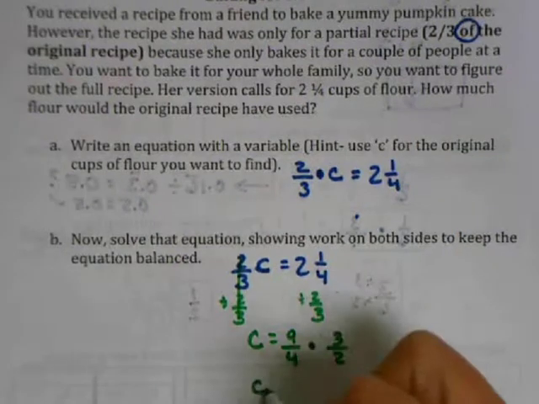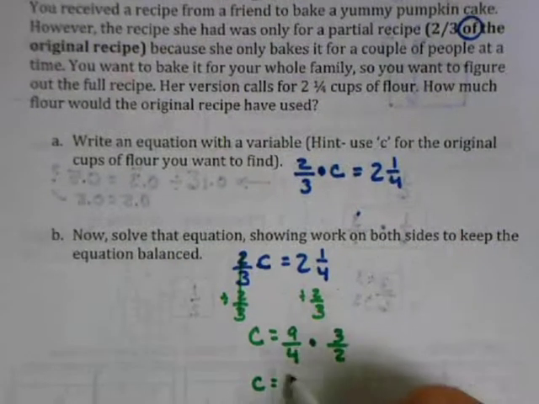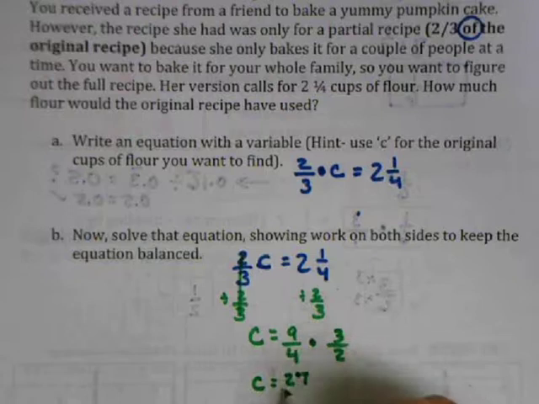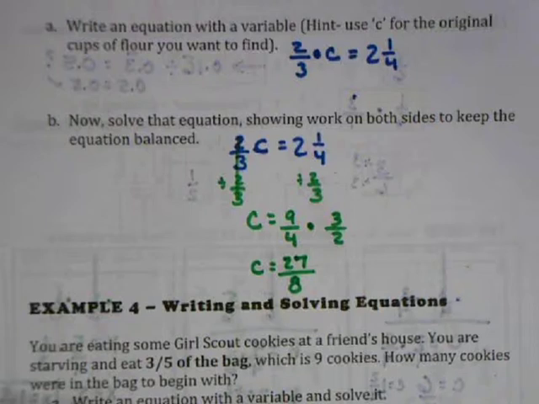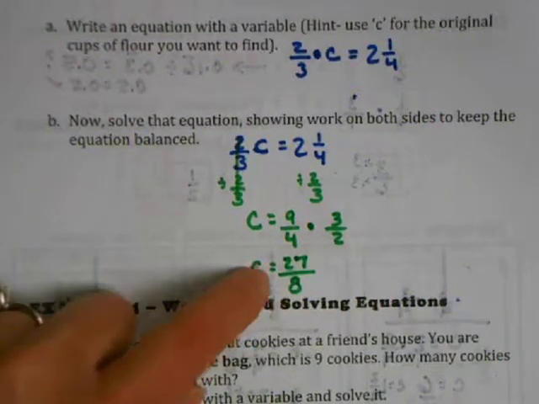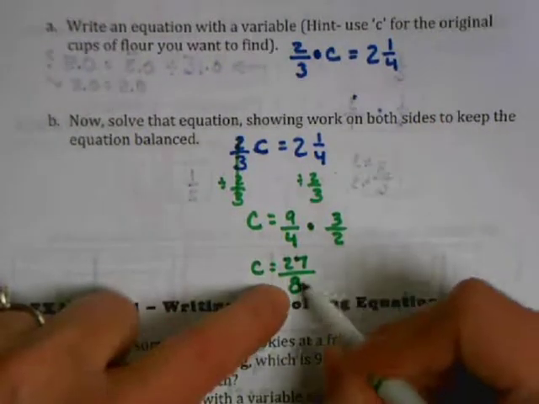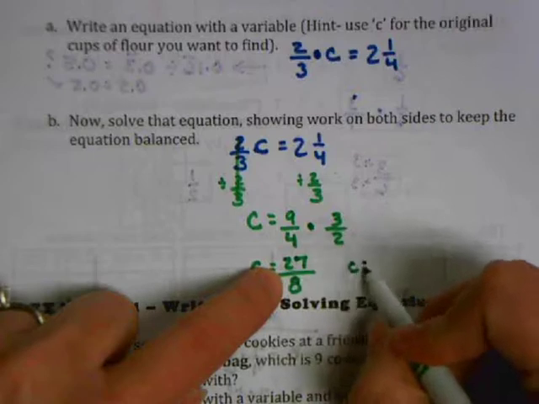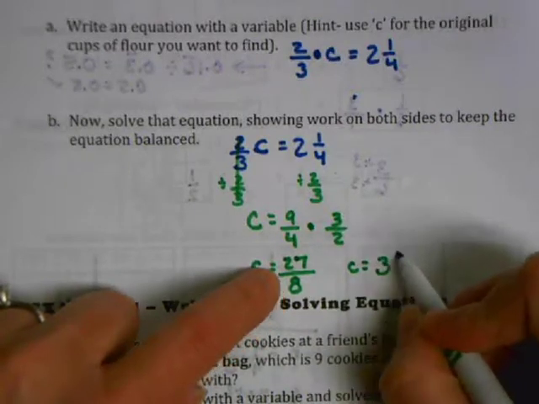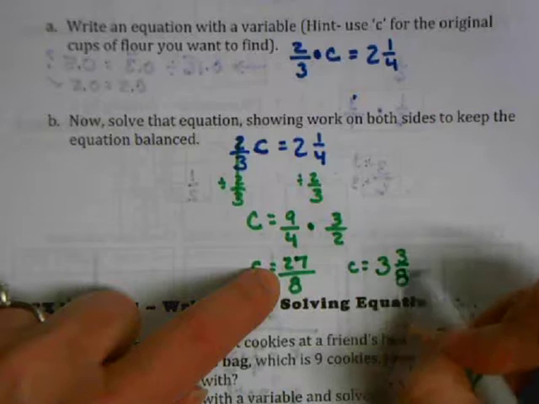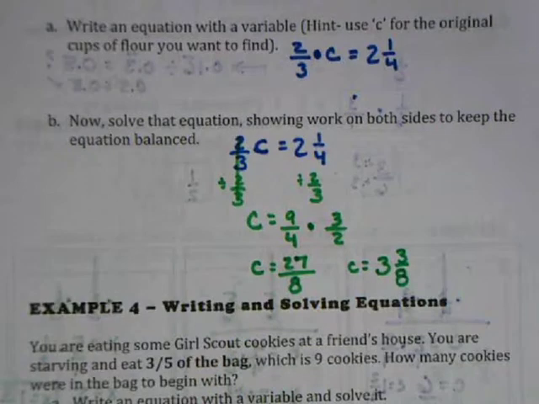And now I can just do top times top and bottom times bottom. 9 times 3 is 27. 4 times 2 is 8. I need to simplify this a little bit. I need to put that back into a mixed number. How many times does 8 go into 27? C equals, let's see, it goes in 3 times. That would get us up to 24 with 3/8 remaining. So my C is equal to 3 3/8.